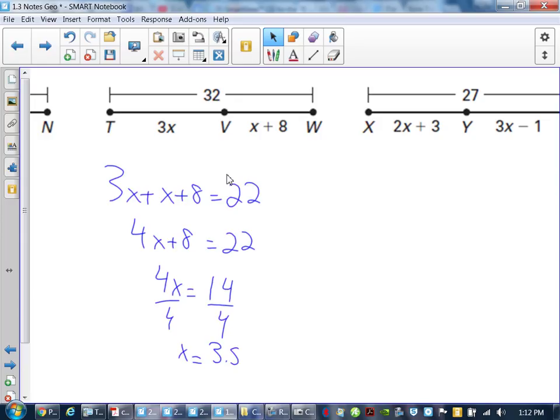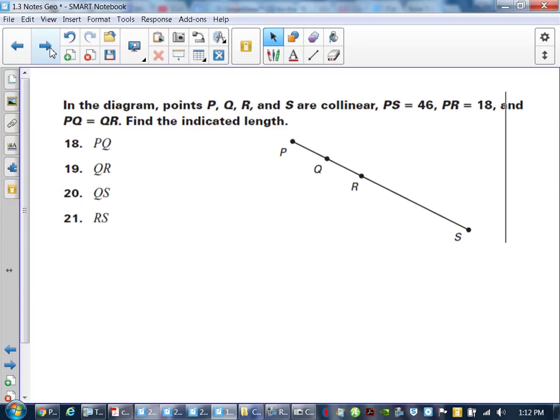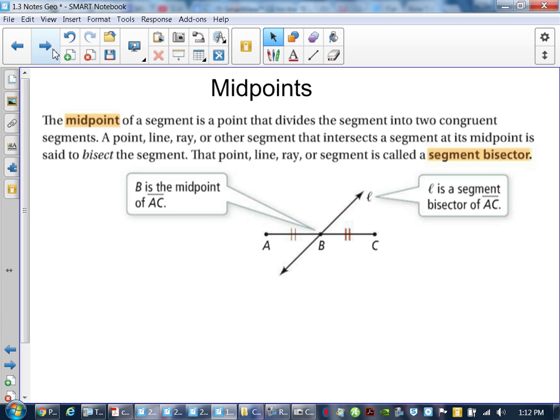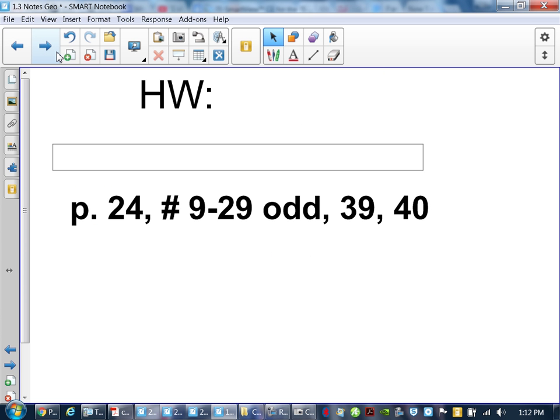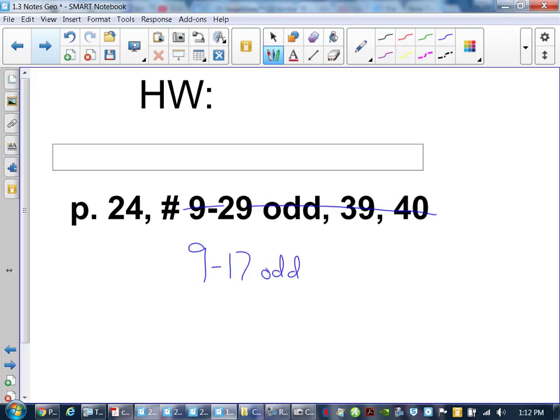Tomorrow what we'll do is talk more about what are called midpoints. We won't get to that today. So let's just skip ahead here. Just put up the homework for now. Don't do all of these. We're just going to do 9 through 17 odd for right now. If you give me a second or so, I'll put them up on the board.